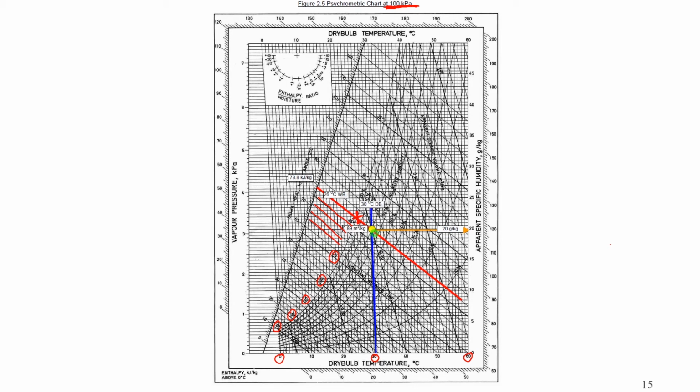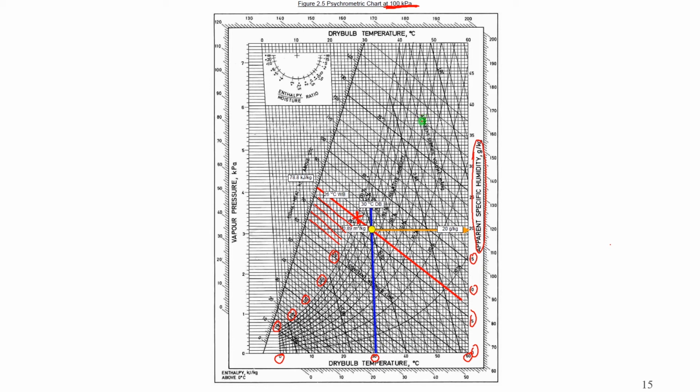For example, the apparent specific humidity scale is here. So 0, 5, 10, 15. And the lines are the horizontal lines. If we draw a horizontal line from the yellow dot to the apparent specific humidity scale, we can read it off. The apparent specific humidity is 20 grams per kilogram.